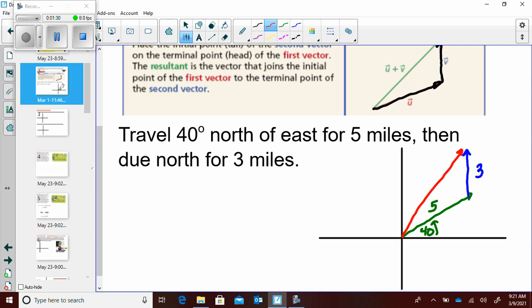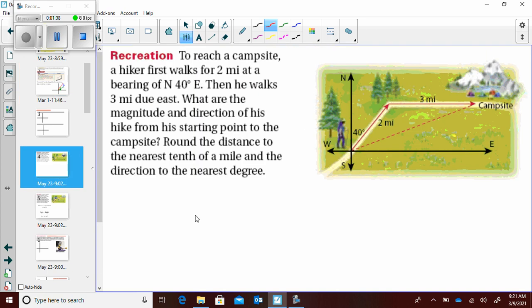No, you cannot use the Pythagorean theorem here. It is not a right angle. Please don't make that mistake. Okay, so let's look at an example. To reach this campsite over here, which looks awesome, hanging out, maybe fishing, you're going to hike 2 miles at 40 degrees east of north. And then bang a right, or due east, for 3 miles.